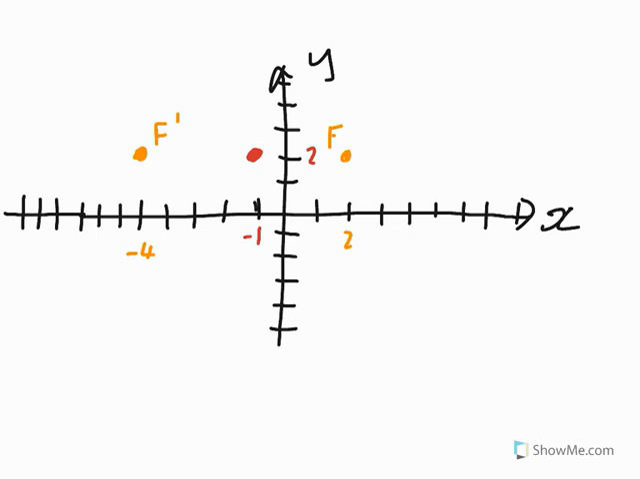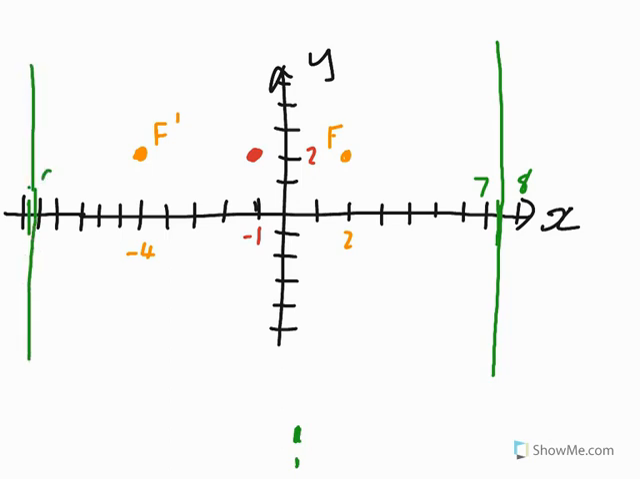Our directrices, one of them is at 22/3, which would be 7 1/3. 1, 2, 3, 4, 5, 6, 7 1/3. There's that one. And the other one's at -28 on 3, and so that's -9 1/3, about there somewhere. Alright, and so there we go. There's that.